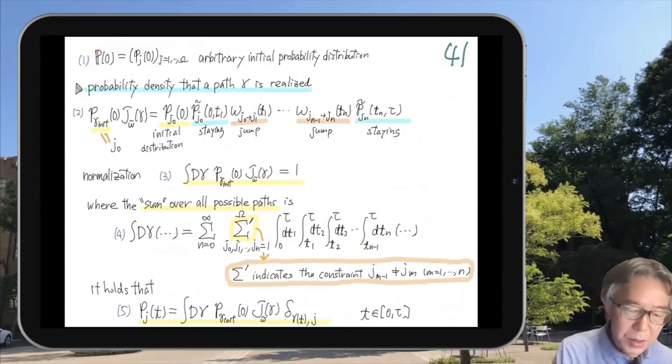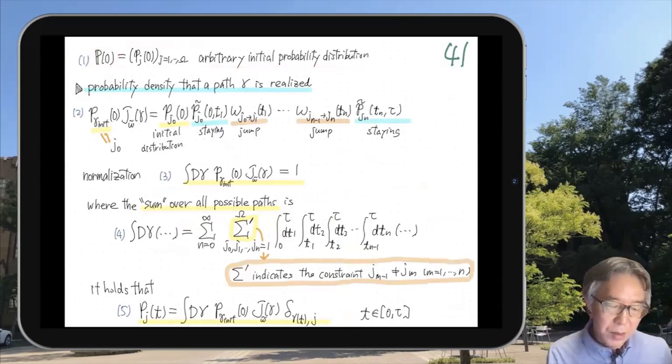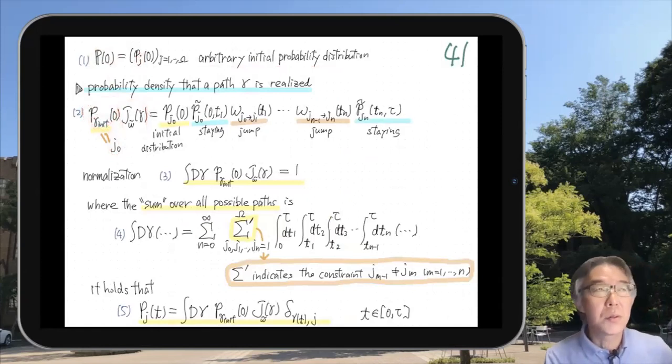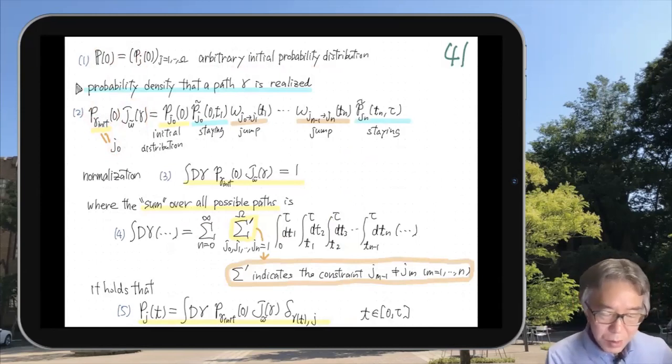So let P0 be an arbitrary initial probability distribution. So we choose it and fix it. And then we can write down the probability density of a path gamma, which is this. Well, it's simply the product of this initial distribution, but we replace this J by J0 or gamma init. They are the same thing. And it's a product of this and this transition probability density.